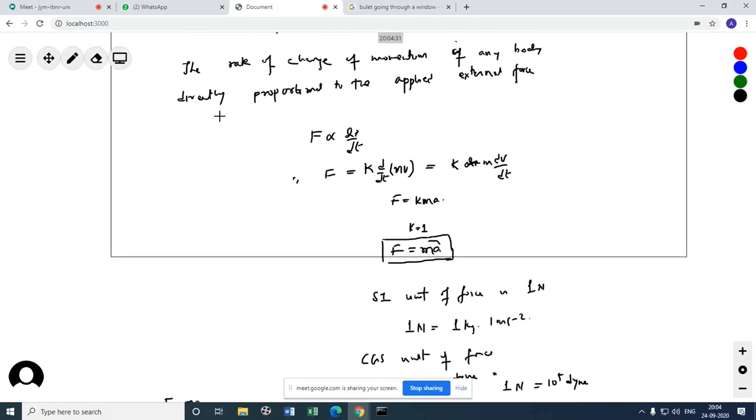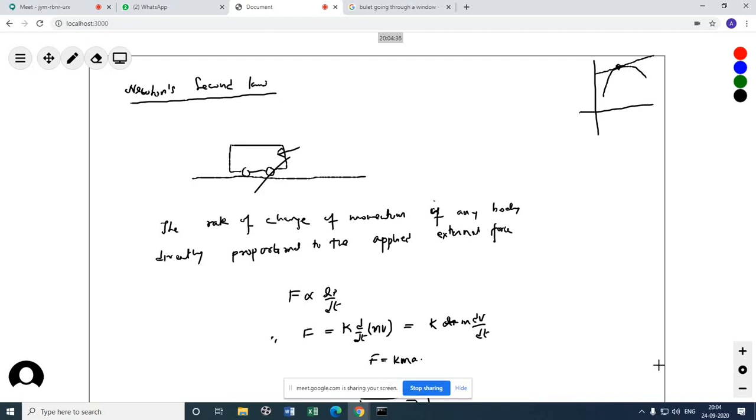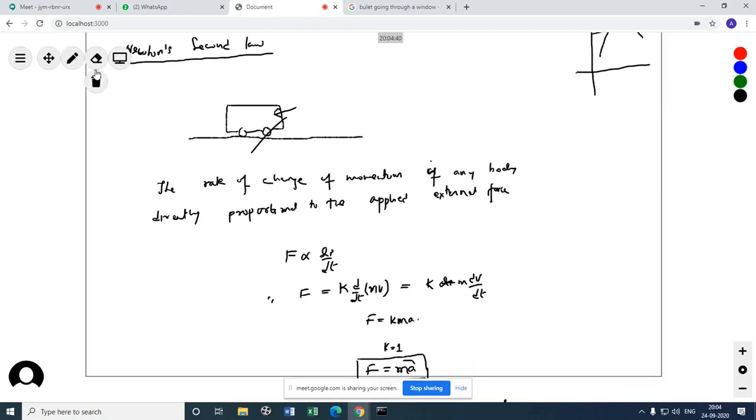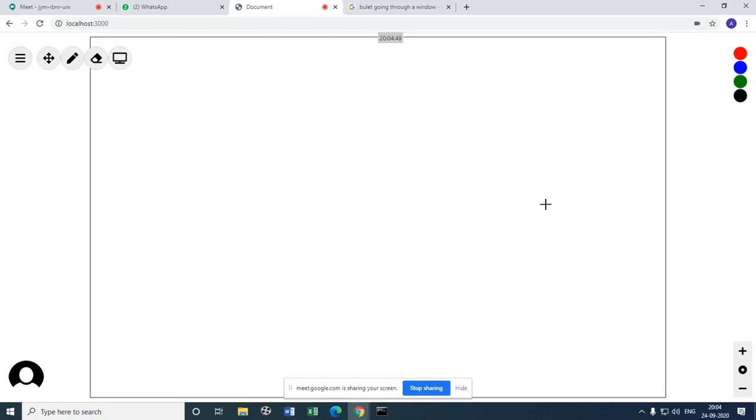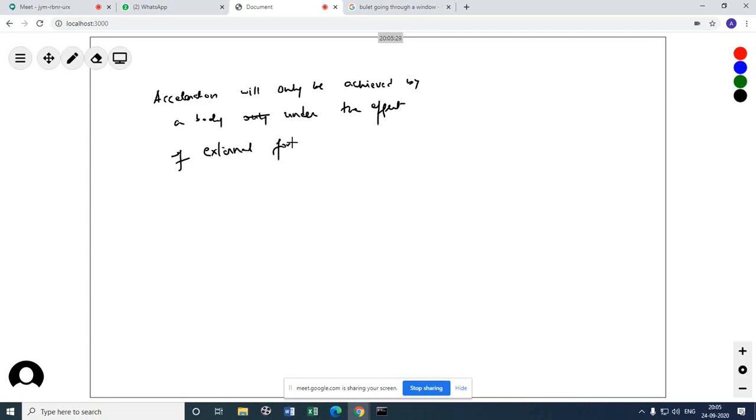Now, Newton's second law. One thing you should conclude: acceleration will only be caused by what? Force, an external force. Acceleration will only be achieved by a body under the effect of external force. This is also the second law in a different way. Clear?